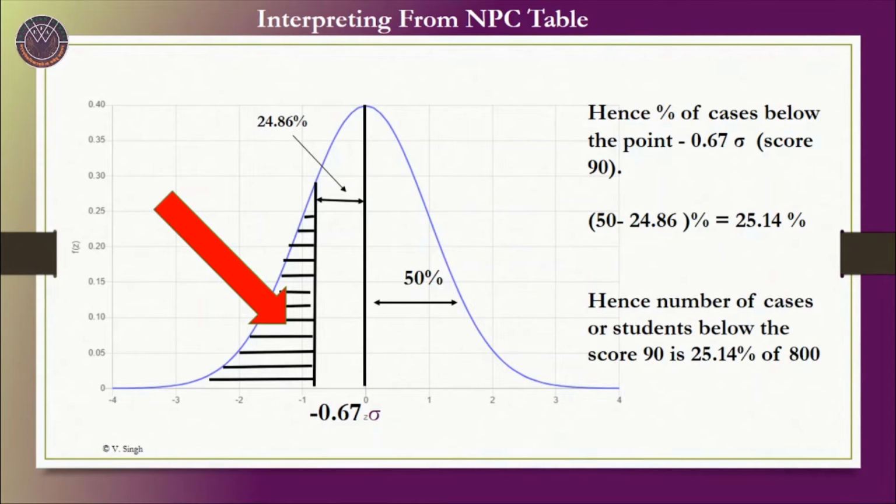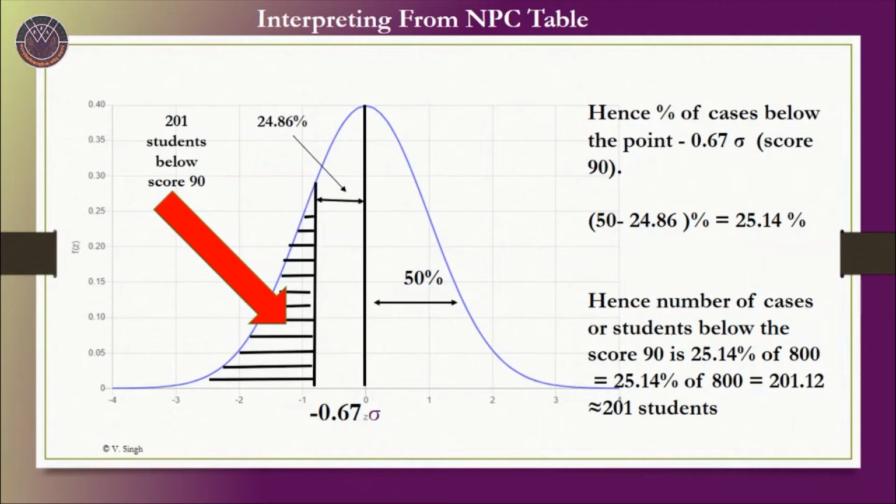25.14%. As we already know that the number of students in this particular problem is 800. So 25.14% of 800 is 201.12, or approximately 201 students. So we can say that 201 students IQ score falls below 90. So we have solved the first part of this particular problem, that is number of students below the IQ level of 90 is 201 students.